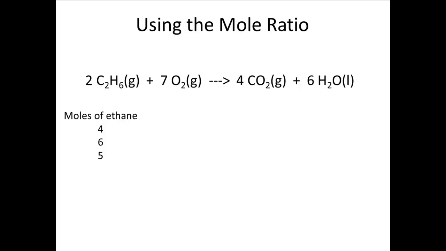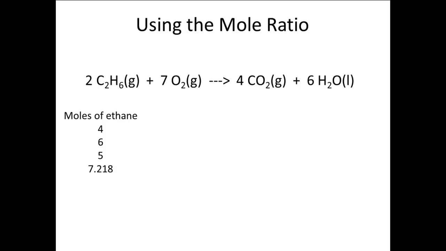Suppose we had 5 moles of ethane. How many moles of water would we get? This one is a little more complicated, but 5 is 2.5 times the coefficient of ethane, so we would get 2.5 times as much water as its coefficient, which is 15 moles. These 3 examples were done to show that you can connect any substance in the reaction with any other substance in the reaction. Let's look at one more example.